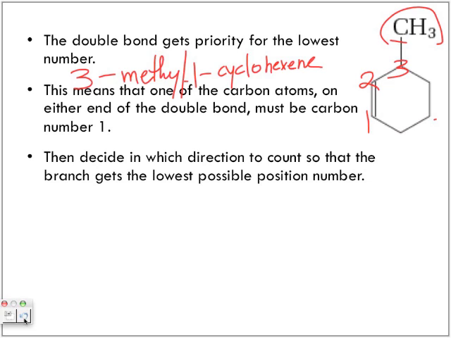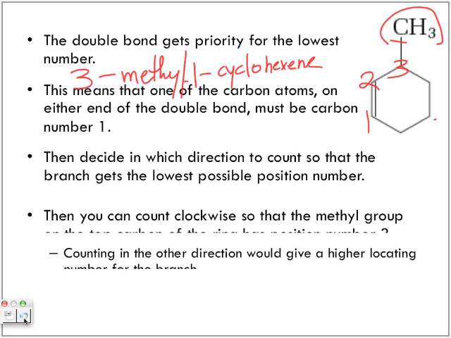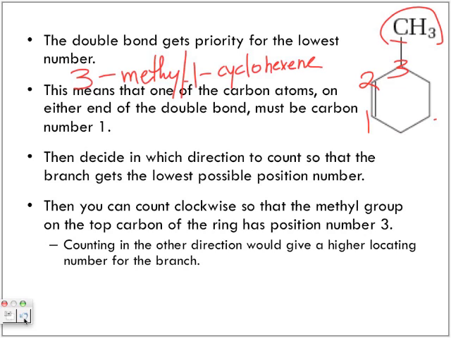Then decide which direction to count so that the branch gets the lowest possible position number, which is what we just did, the number 3 carbon. Then you can count clockwise so that the methyl group on the top carbon of the ring has the position of the number 3 carbon. Now, counting in the other direction, as we said, would have given us the branch being on the number 6 carbon, and we don't want that.